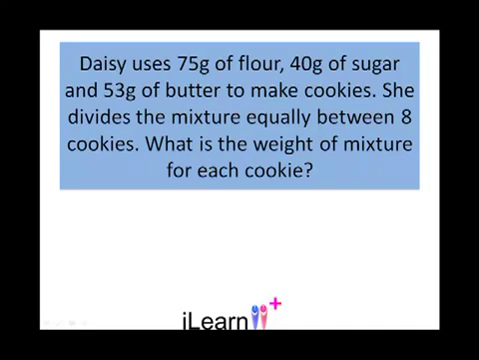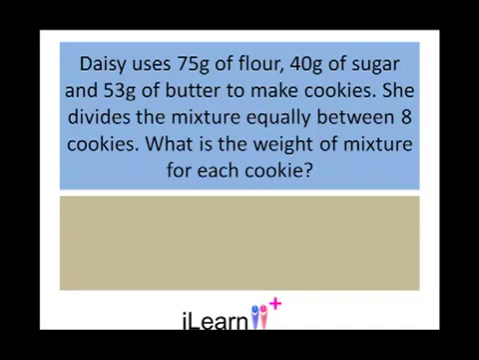Now Daisy divides the mixture equally between 8 cookies. So you need to divide that amount by 8. So the weight of mixture for each cookie is 21 grams.